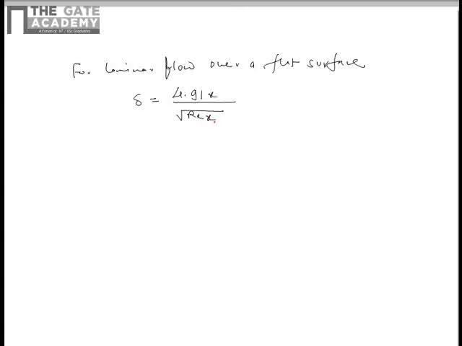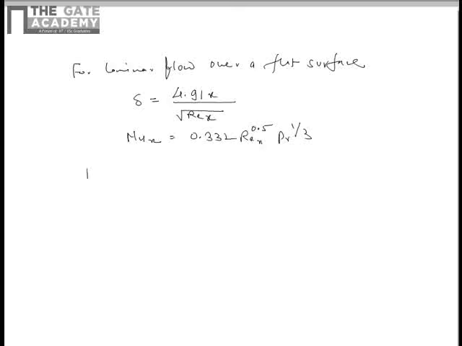So for laminar flow over a flat surface, the thickness of hydrodynamic boundary layer at a distance x is given as 4.91 x upon root of Reynolds number at x, and the Nusselt number Nu x at a distance x is given as 0.332 Reynolds number at distance x to the power 0.5 into Prandtl to the power 1 by 3.